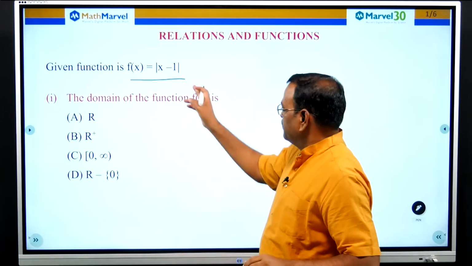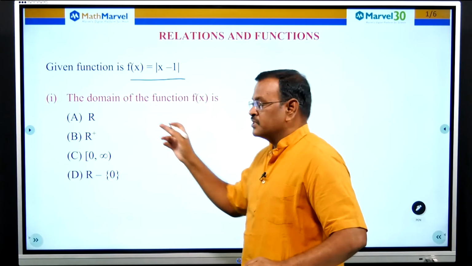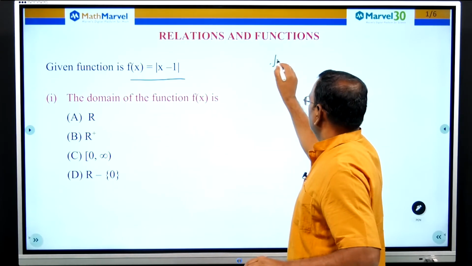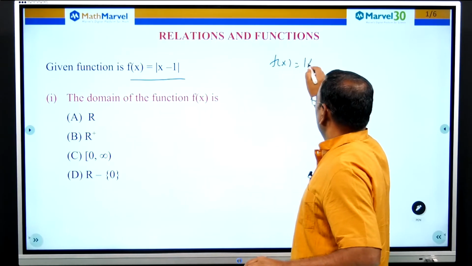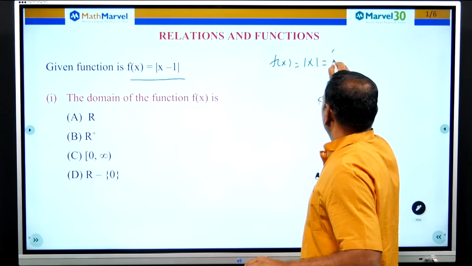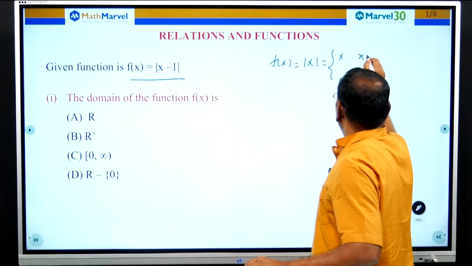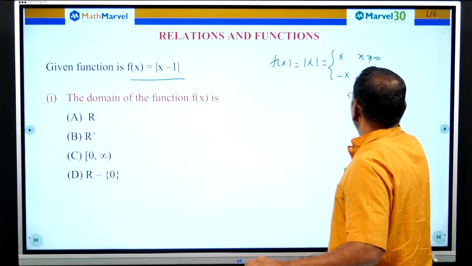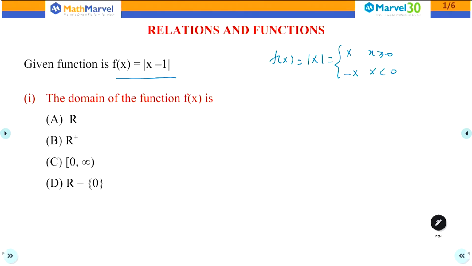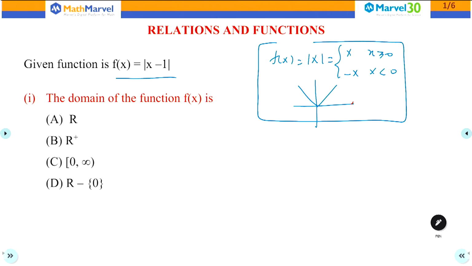So we can answer everything if we know the graph of the given function. For that, first we draw the original mod function. What is the original mod function? f of x equal to mod x. What is the definition of mod x? It is x when x is greater than or equal to 0, and minus x when x is less than 0. This is the graph of the original modulus function.